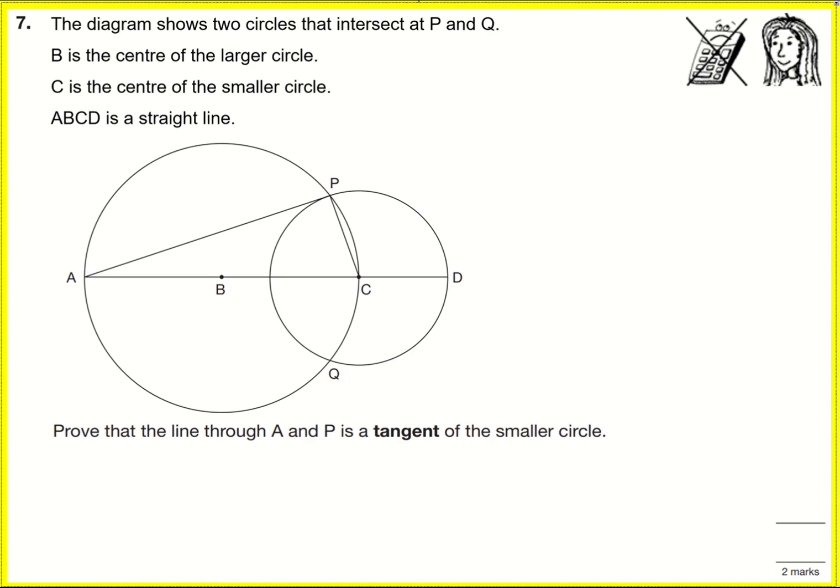We're asked to prove that a line through A and P, that is line AP, is a tangent of the smaller circle. So this is a circle statement question. You've got to think how we're going to prove this. And actually, once you realize how you're going to prove it, it might jump out at you.